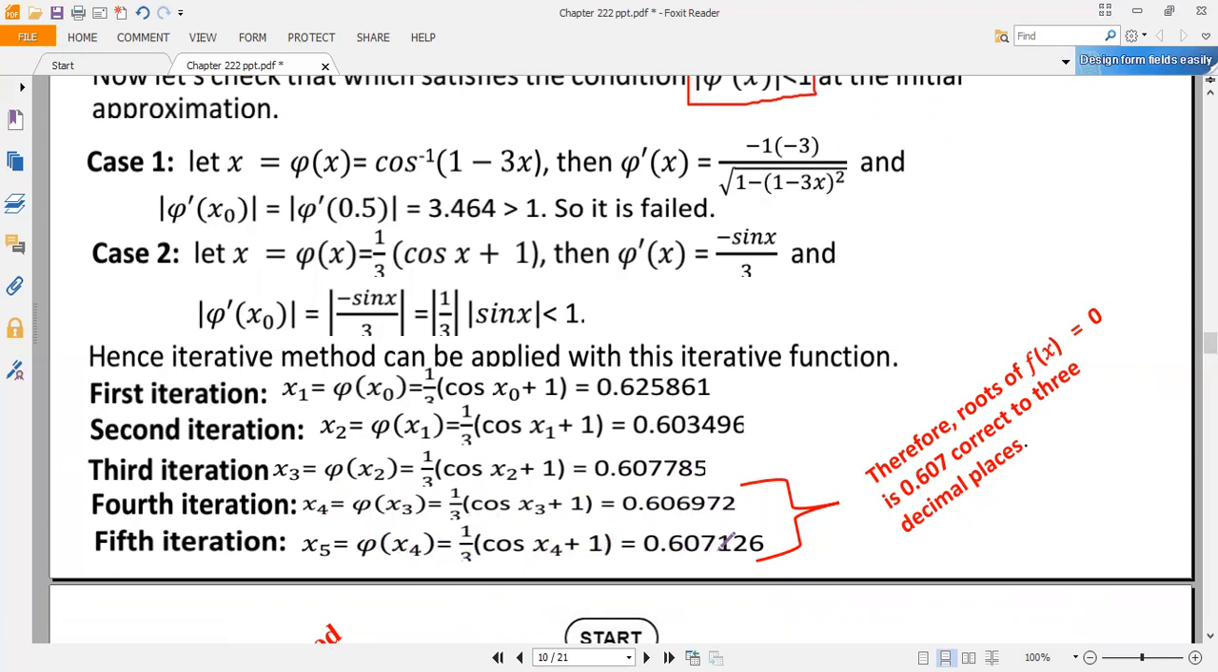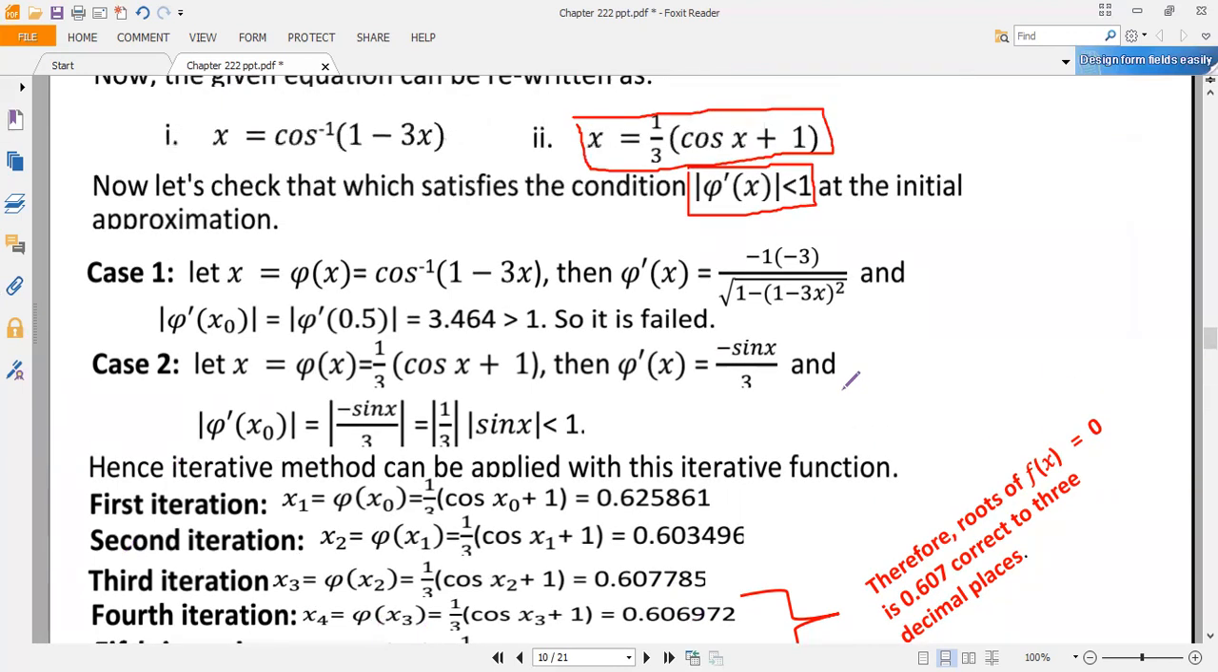Then the fifth approximation is phi of x4, 1 over 3 times (cos x4 plus 1), which is 0.607126. So clearly, from the two successive approximations, you can see that they are similar when approximated to four decimal places. So we can stop the iteration procedure at this step, so that the approximate root of the given nonlinear equation is 0.607, correct to three decimal places. This is how to find the approximate root using fixed point iteration.